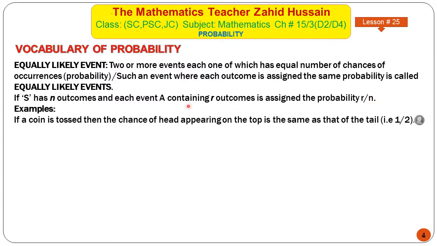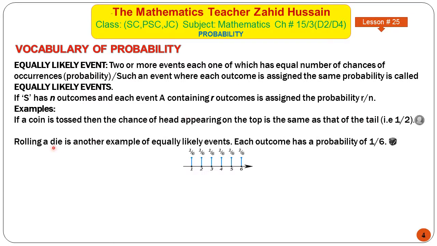Examples: if a coin is tossed, then the chance of head appearing on the top is the same as that of tail. The possibility of head is 1/2 and the possibility of tail is also 1/2. So all the events have the same probability. Rolling a die is another example of equally likely events. Each outcome has the probability 1/6. If you throw a die, you will get 1, 2, 3, 4, 5 or 6 and the probability of each number is 1/6. So this is an equally likely event.